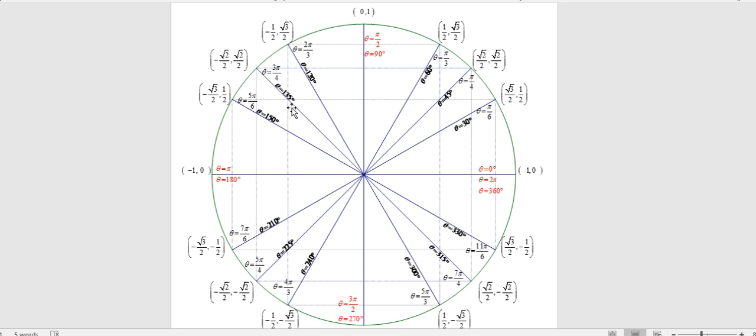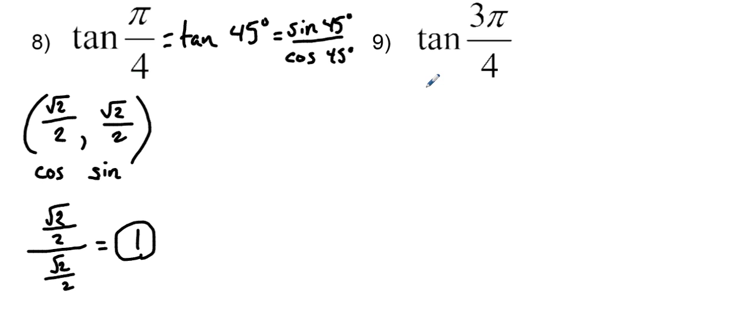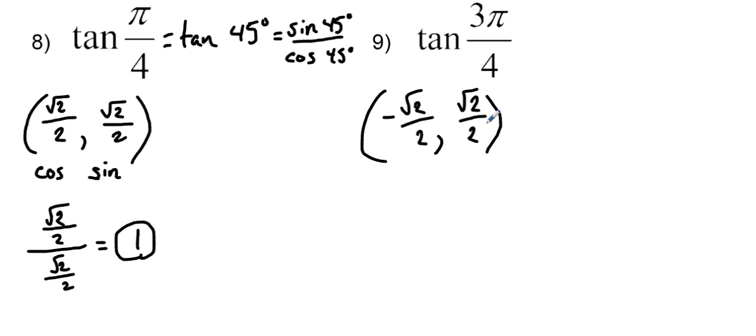And I'll trust the unit circle. So 3 pi over 4 is 135 degrees, and we can see the coordinates are negative radical 2 over 2, positive radical 2 over 2. So negative radical 2 over 2, positive radical 2 over 2. And we can write this out.